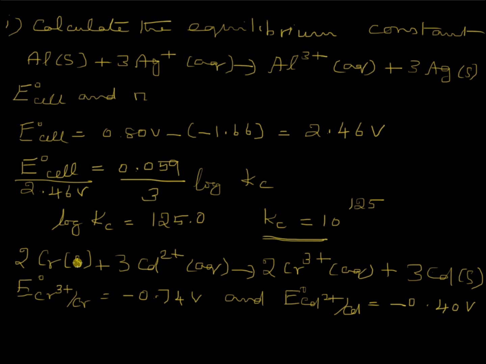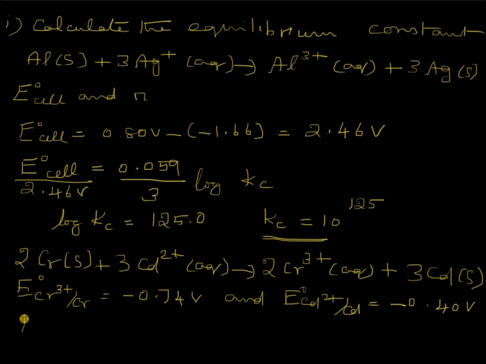Chromium is a trivalent metal, cadmium is a divalent metal. So to balance the charges here, we have to consider the lowest common multiple of 3 and 2, that is 6. That is how we have balanced this equation. Hence the number of electrons lost equal to the number of electrons gained is equal to 6 here.